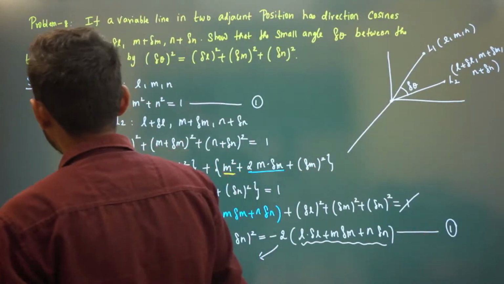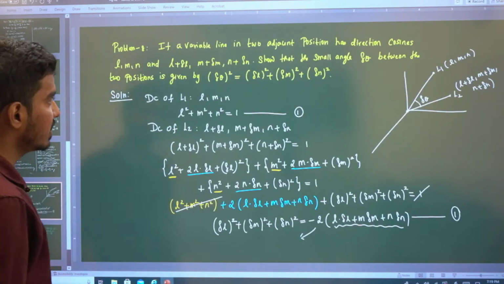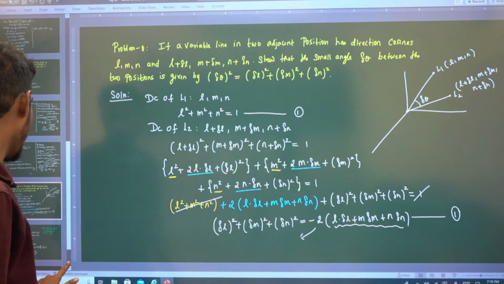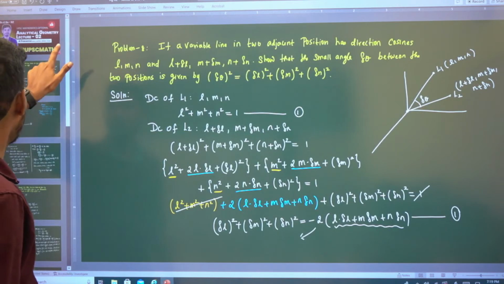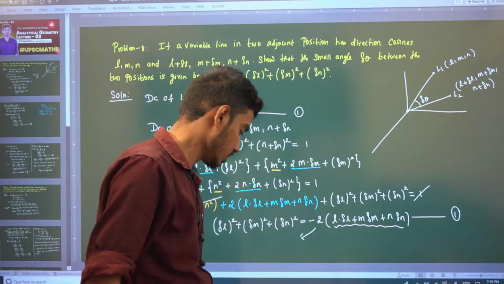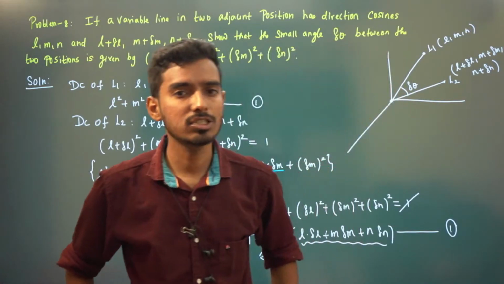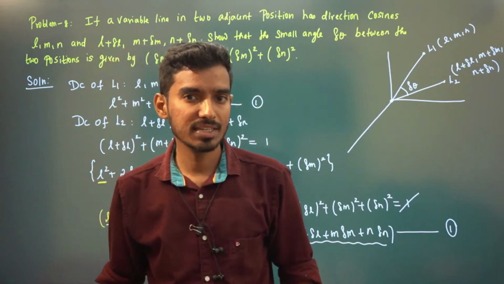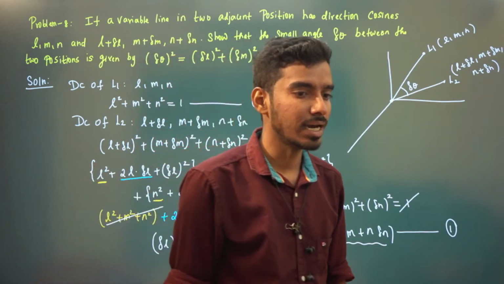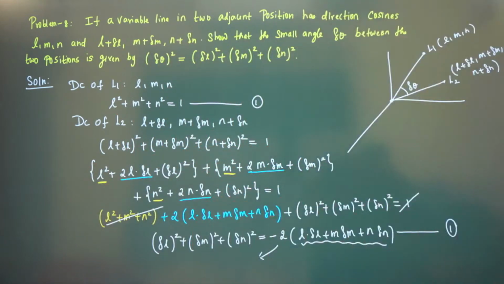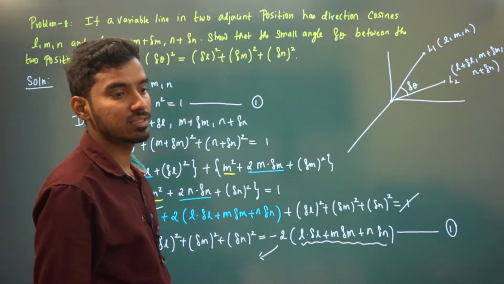Okay. So in this class, we have solved 4 problems based on DCs and angles. In the next class, we will be continuing DC and DR only. Maybe in another 2 classes I'll be completing DC and DR, that is in lecture number 4. After that we will start planes, right? So all these are very important problems. Just practice these problems. So we'll see in the next class, right?